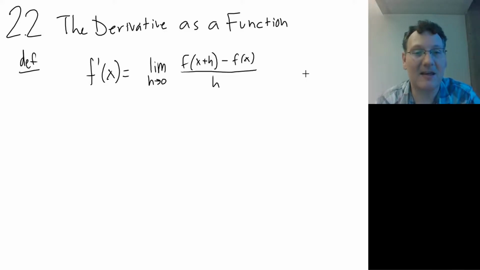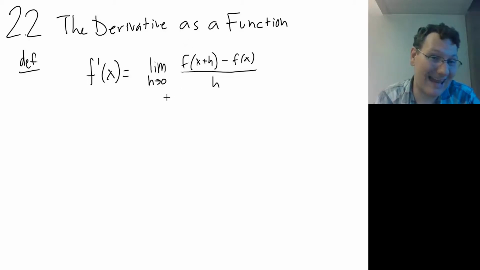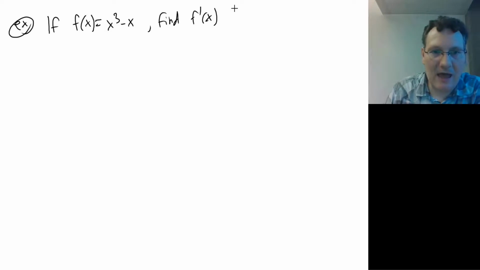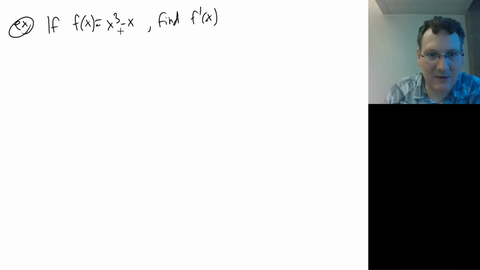And it's defined as the limit as h approaches 0 of the quotient f of x plus h minus f of x over h. So now, as before we had a's involved, now there's no a's, it's x, so the variable x, not a constant a. Here's an example. We have the function defined, f of x is x to the third minus x, and we're going to find the derivative f prime of x.